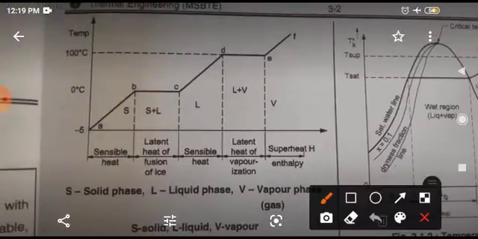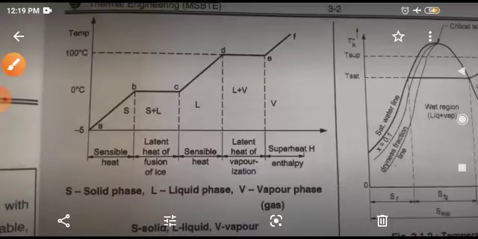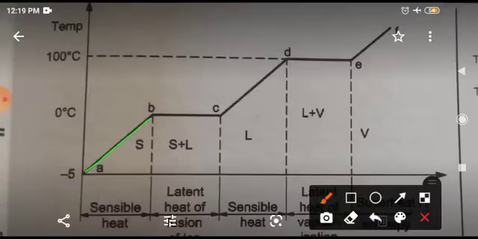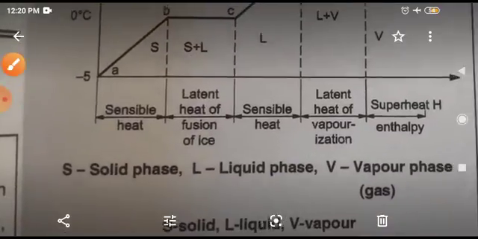Look here: sensible heat, state remains the same. Now temperature is increasing but state remains the same, liquid, sensible heat. Latent heat, state is changing here, liquid plus vapor, but temperature remains the same, therefore it becomes again latent heat, and from here the temperature goes on rising, which is superheated steam.